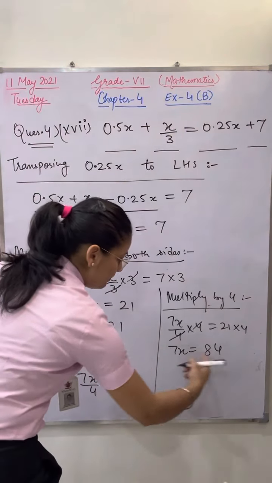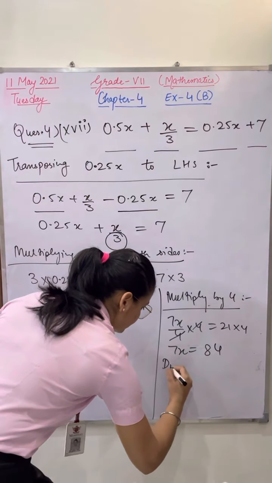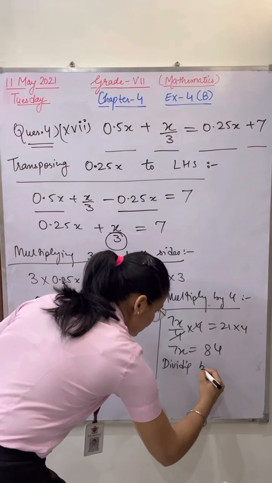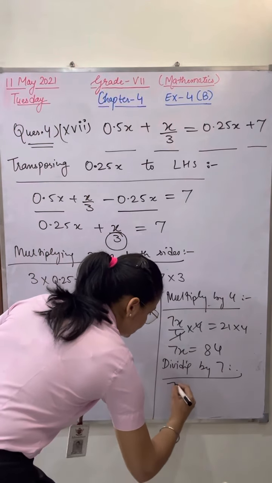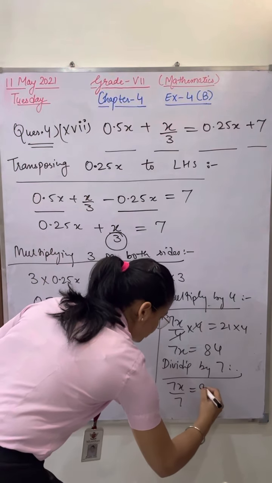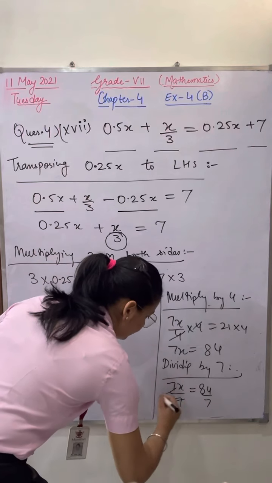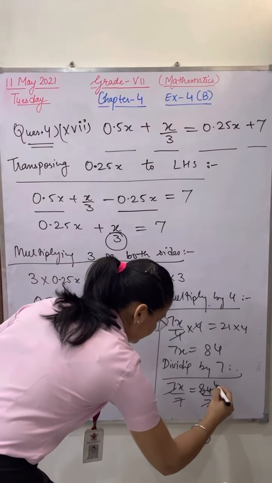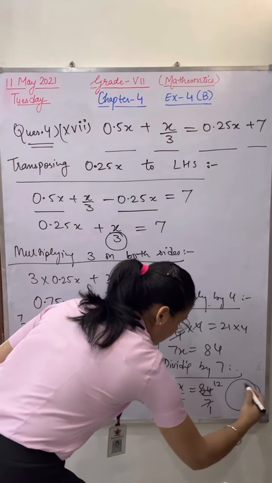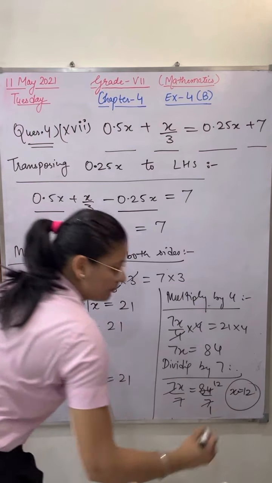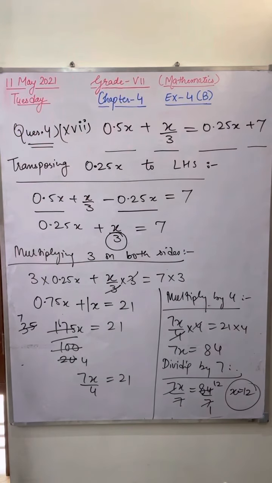Okay, now divide by 7 on both sides. 7x upon 7 is equals to 84 upon 7. 7 cancel. 7 ones are 7, 7 12s are 84. So x value is equals to 12. This is your answer. Are you able to understand the concept?